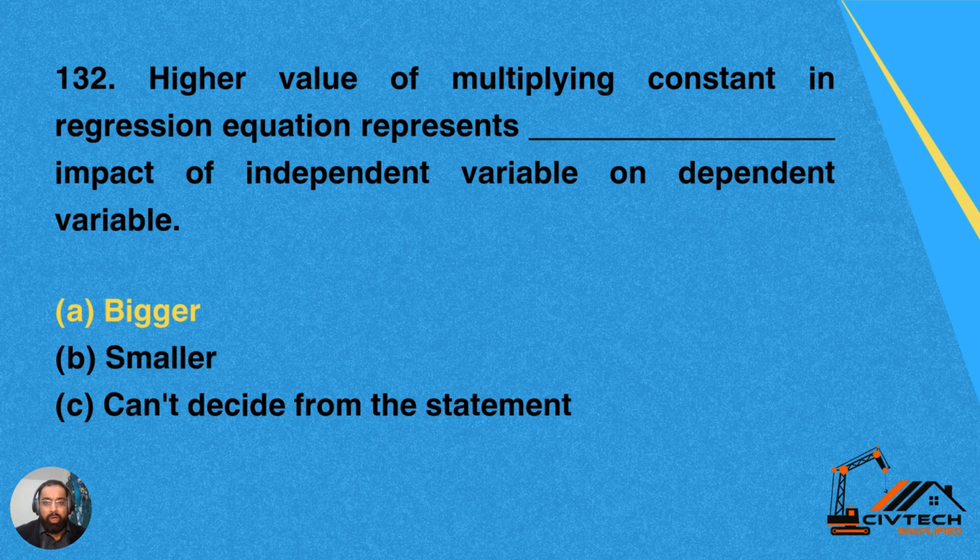132. Higher value of multiplying constant in regression equation represents dash impact of independent variable on the dependent variable. Option A, bigger impact. Option B, smaller impact. Option C, can't decide from this statement. Higher value of multiplying constant in regression equation represents bigger impact of independent variable on the dependent variable. So A is the correct answer for this question.